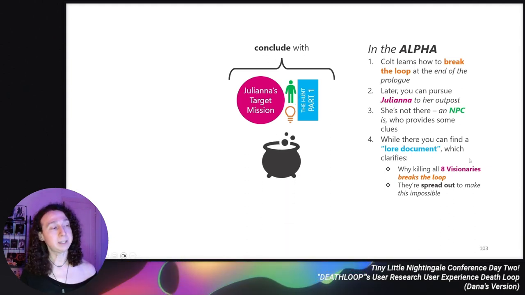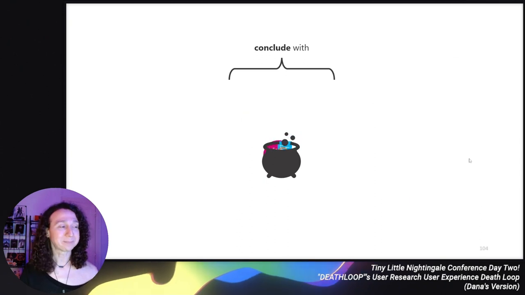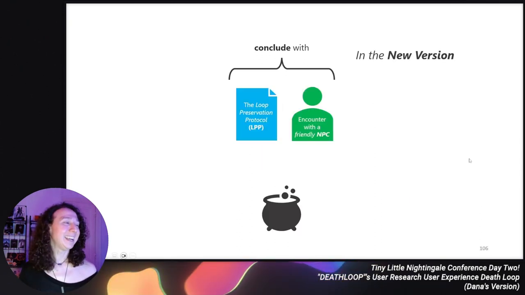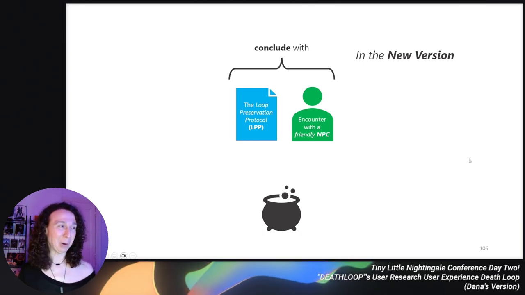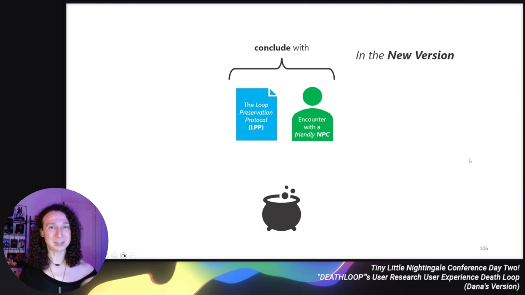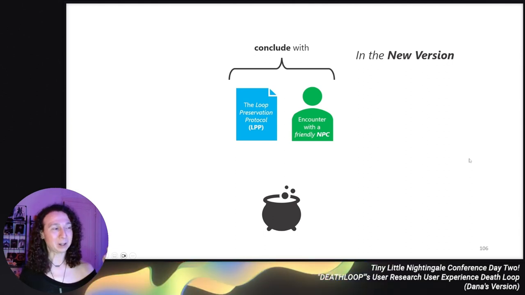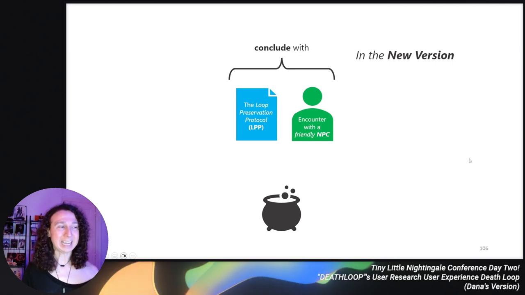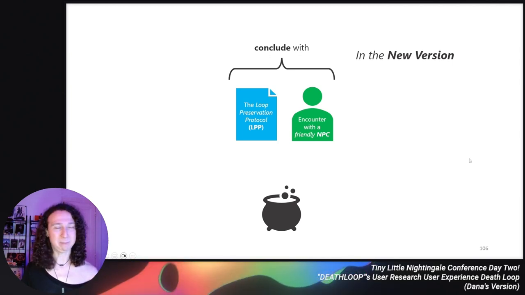We're going to throw all these into my witch's cauldron and let them brew a bit. Oops, skipped the animation. Oh well, trust me, the animation looked cool. And out comes distilled something called the Loop Preservation Protocol, or LPP, and an encounter with a friendly NPC.